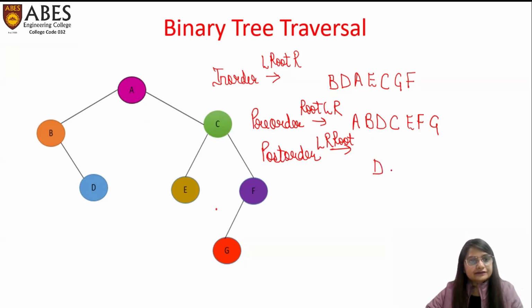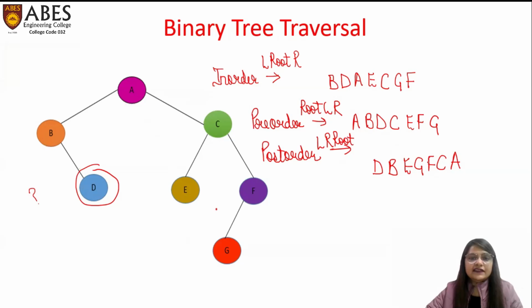D, B. Right child first, because there is no left. That's why the right has to be taken into consideration. Then its node, which is B. But A will not be encountered here because its right child is there, the right subtree is there. That's why then E, then C will not be taken into consideration. Then F will not be counted later on. Then G, and then F, then C, and then E.